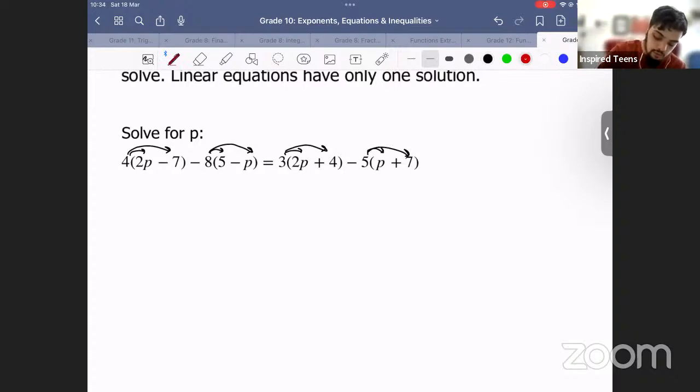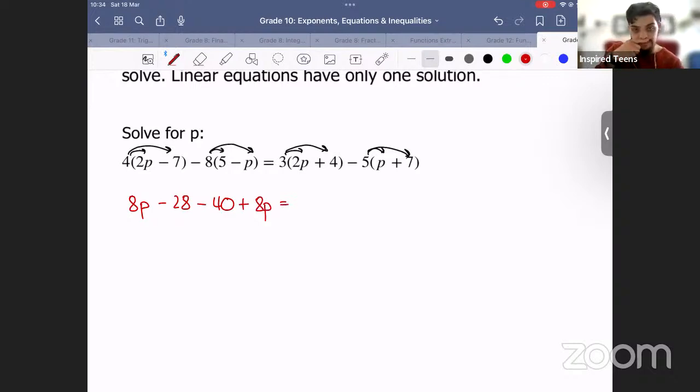So 4 times 2p is actually 8p. 4 times -7 is actually -28. -8 times 5 is -40. -8 times -p is +8p. Are you guys following? Okay, please tell me that you are. 3 times 2p is 6p, and 3 times 4 is 12. -5 times p is -5p. -5 times +7, that would give us -35.